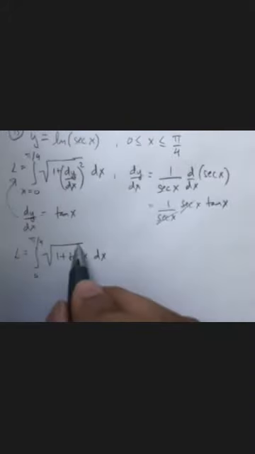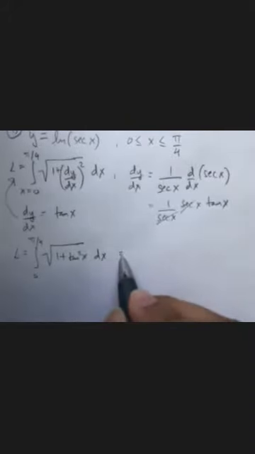Now if you remember your trig identity, 1 plus tan squared x is secant squared x. So again, inside this radical sign, we have a perfect square. So here you should remember the antiderivative of secant x.